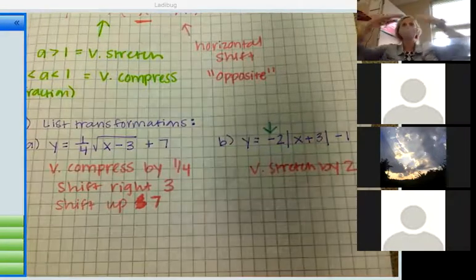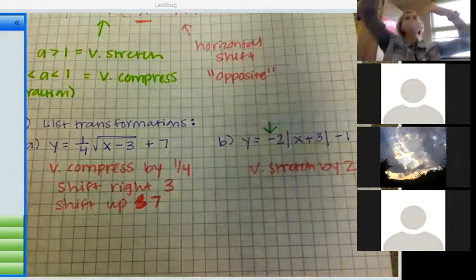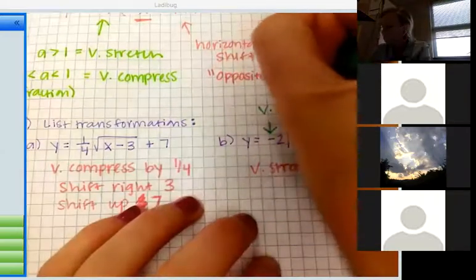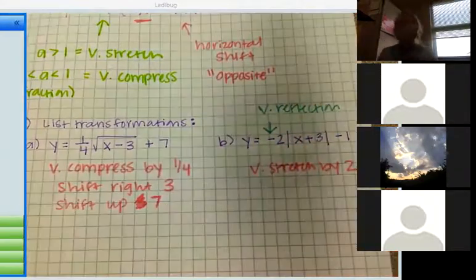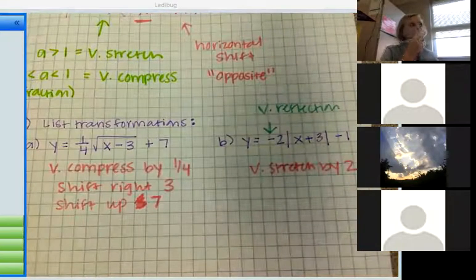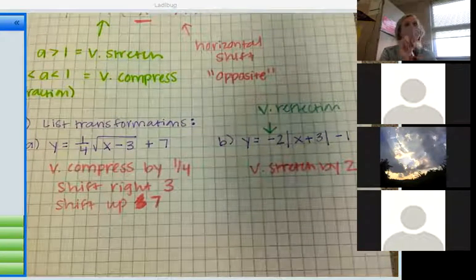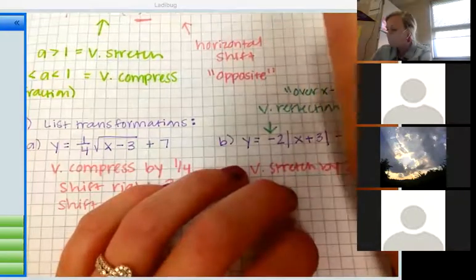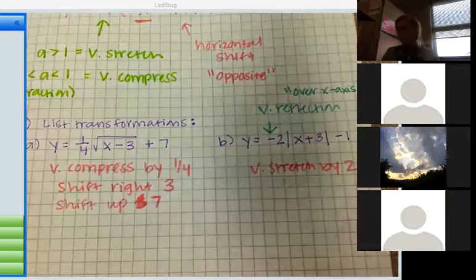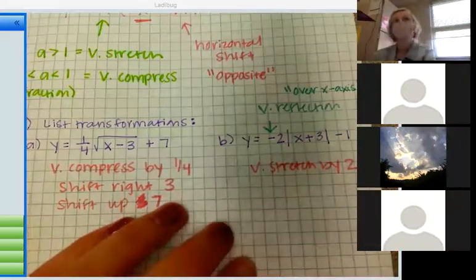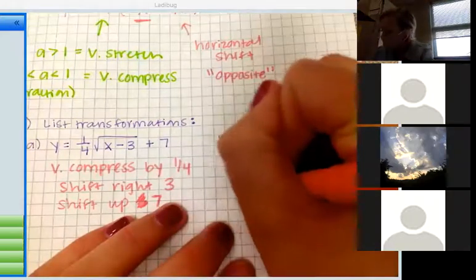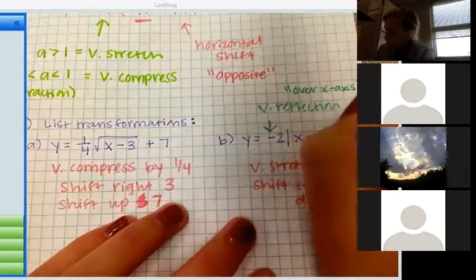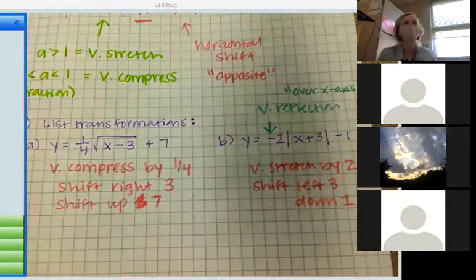Because think about it, the x-axis is here. So if you flip it over x, you're flipping up and down, right? So this is a vertical reflection. Don't tell me it stretches by a factor of -2. That's not what it does. The negative just means we reflected it, okay? You can also say, like y'all just said, over x-axis. What else do we have going on? Good. Left 3 and down 1. Do we feel okay with listing transformations?